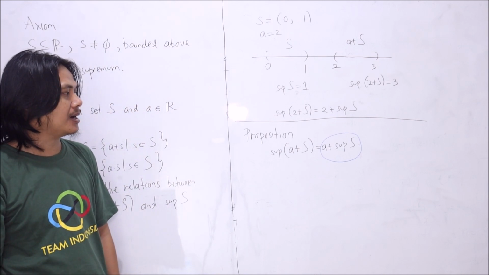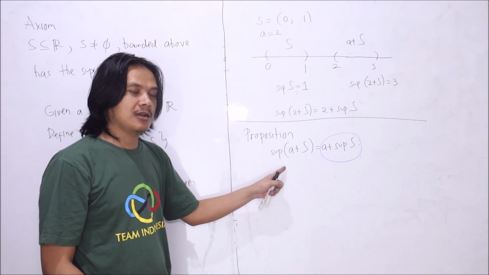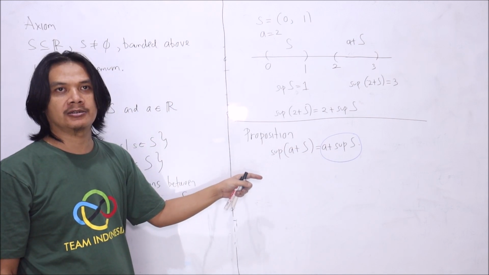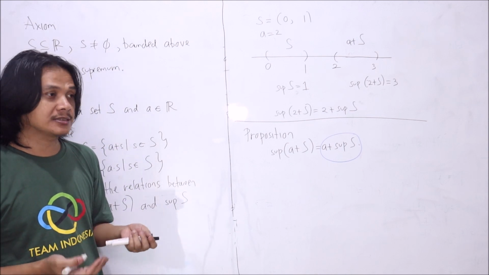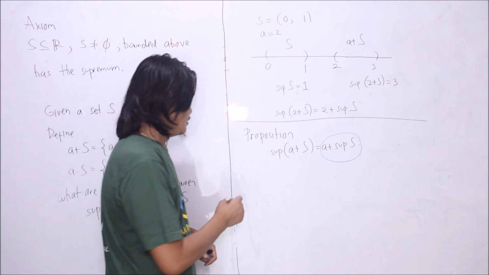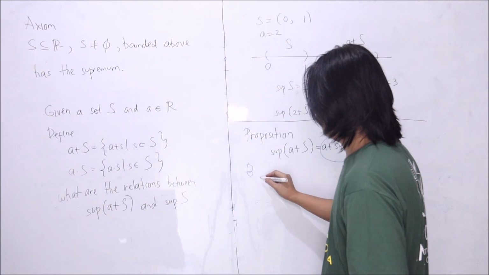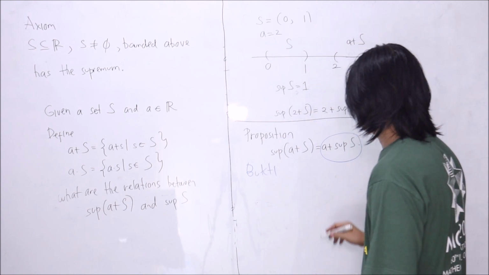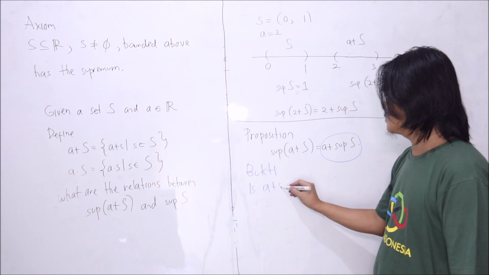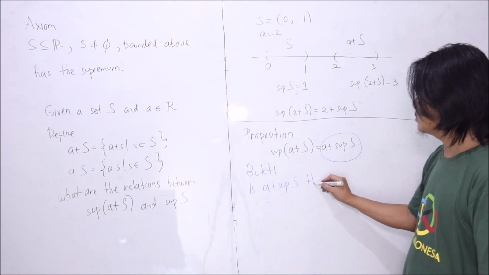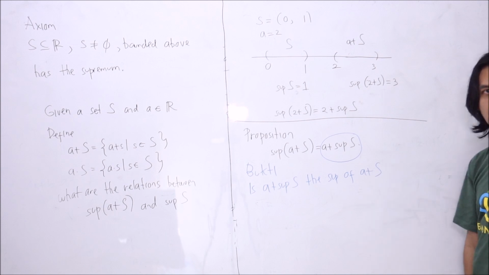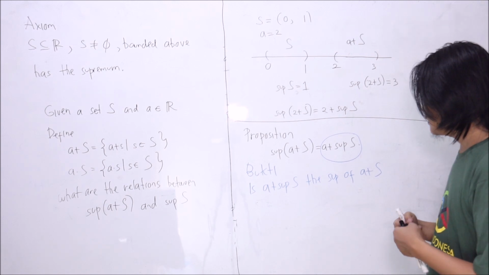And the other way is by showing that this number is less or equal to that number, and this one is less or equal to this one. So those are the two ways that we can think of to prove this kind of relationship. Let us try to use the first method, which is basically asking, is A plus sup S the supremum of A plus S?